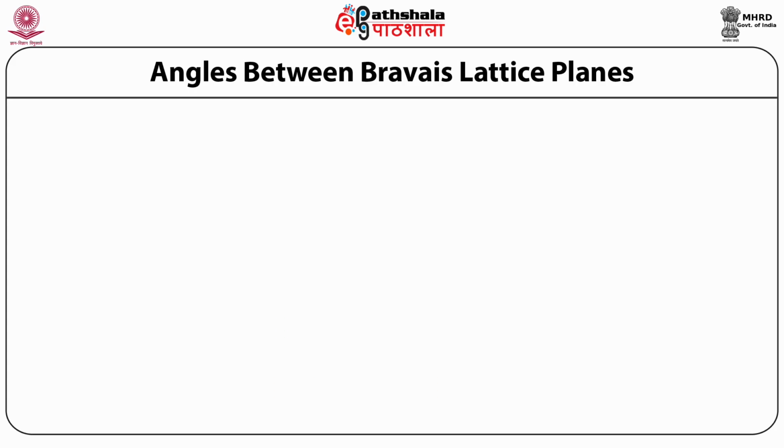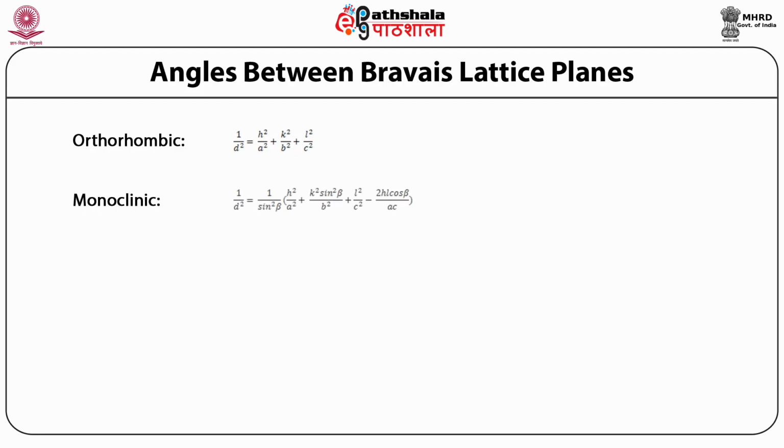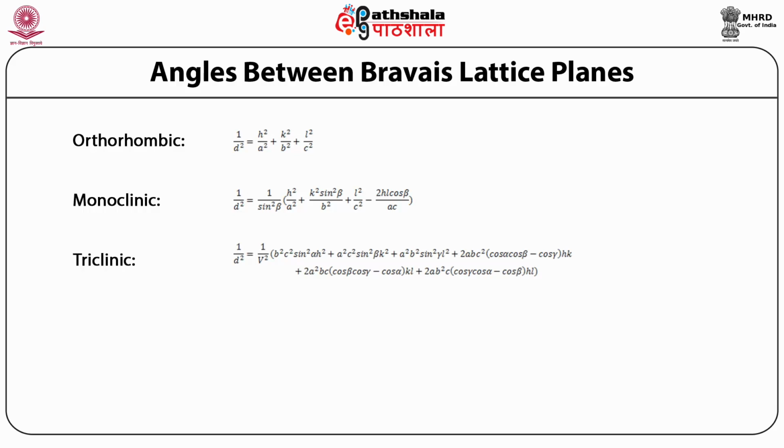Again, the distance between the lattice planes in the remaining crystal systems can also be given as 1 by D square equals H square over A square plus K square over B square plus L square over C square for the orthorhombic system. For the monoclinic system, 1 by D square equals 1 by sin square beta times H square over A square plus K square sin square beta over B square plus L square over C square minus 2HL cos beta over AC.